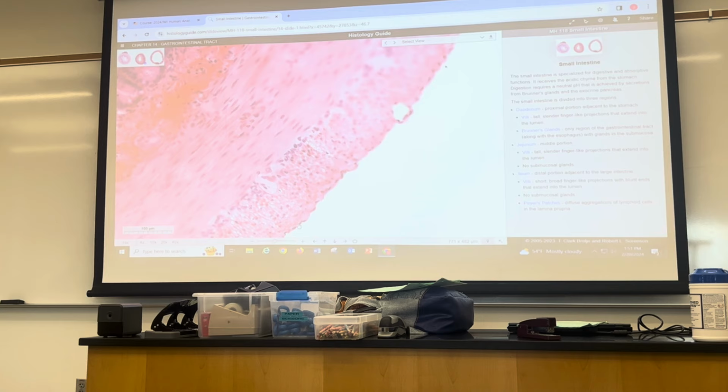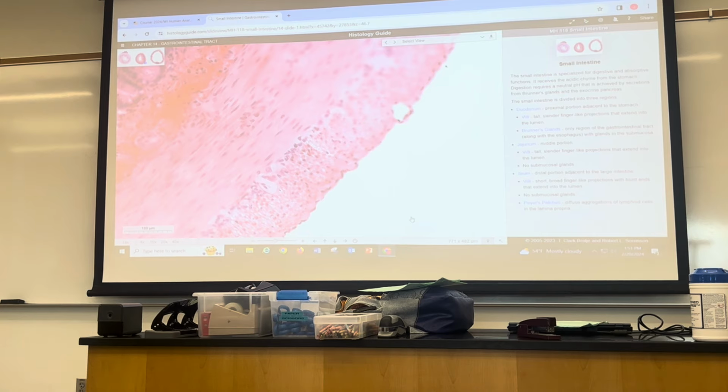Serosa or adventitia? Serosa. The ileum and jejunum can move, so it's serosa, and you know it's serosa because it's only a single layer of squamous cells. The duodenum does not move, so that's the one that has the adventitia.